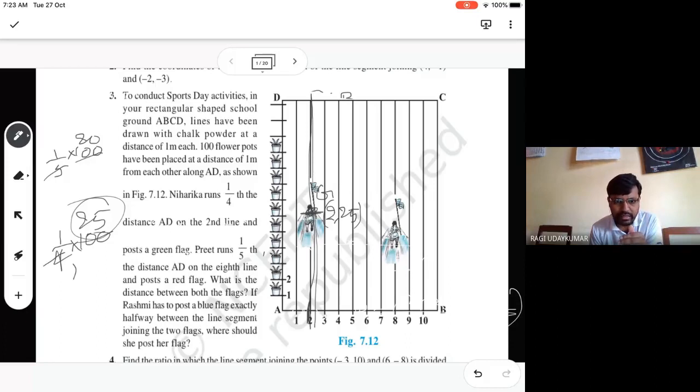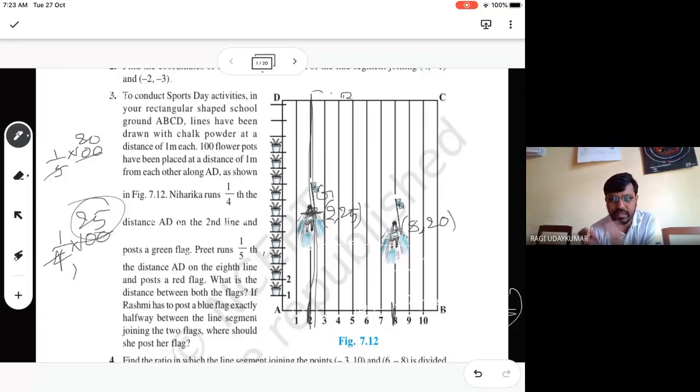So Preet runs on the 8th line. 8th line में run करता है. So you are going to get the coordinates as 8, 20. So now what is the question? What is the distance between both the flags? One question हो गया. Different questions can be given.